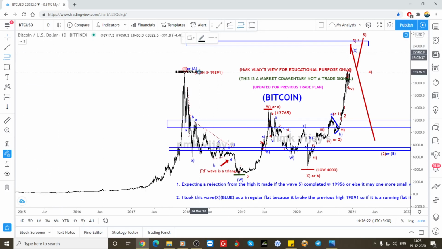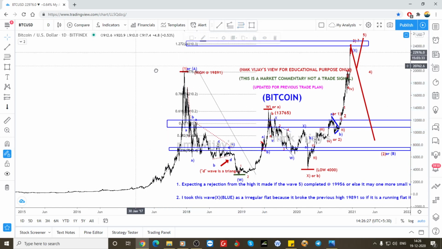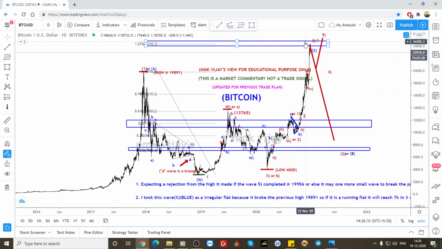And that is actually what I took this as, an irregular flat. So 1272 is nearly 24,310. So it may be wandering here again, and then again I need a rejection from here.